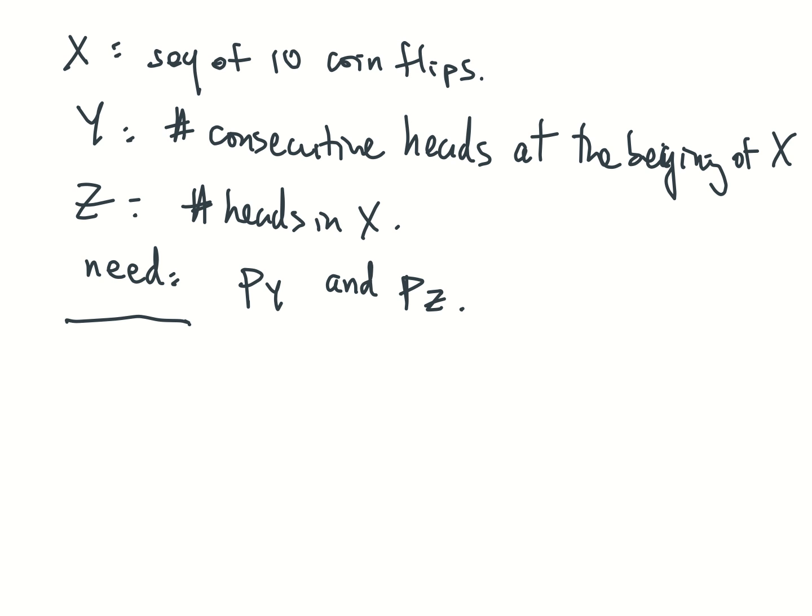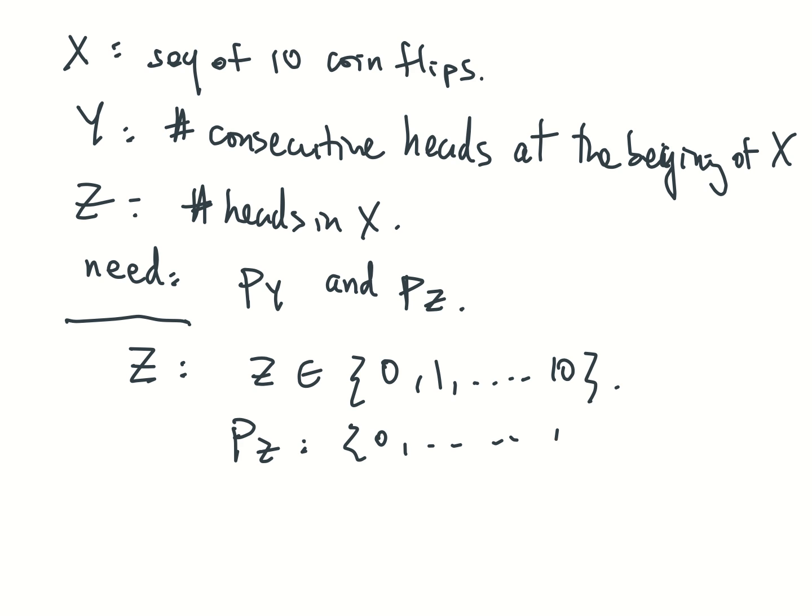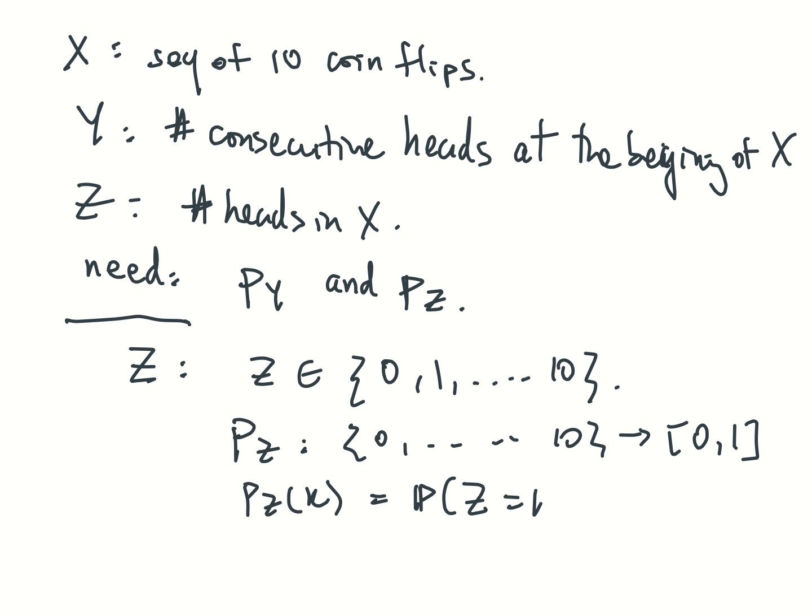Solution. Consider z. Z can take values in 0, 1, up to 10. So we need to write down a function pz that maps from this set to the interval [0, 1], where pz at k is the probability that z equals k.